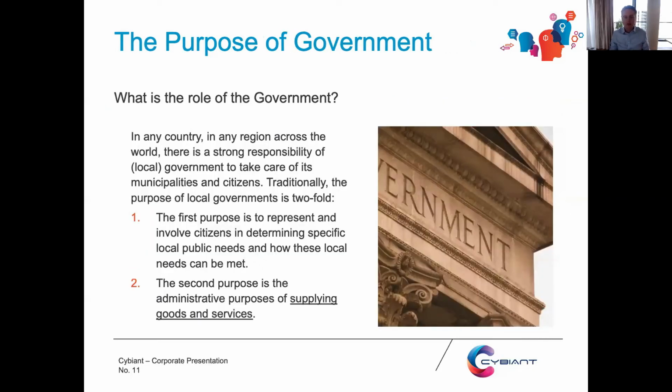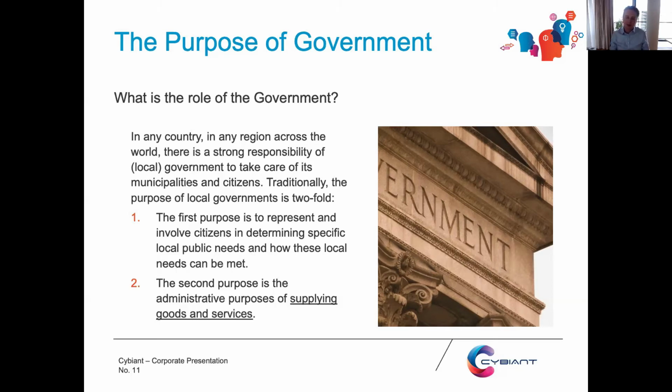Because if you think about the role of government in any country and any region in the world, whether you're living in the US, in Europe, or somewhere in Asia, there's always a strong responsibility of the government to take care of its citizens. And traditionally, we could say that the purpose of governments is twofold. First of all, the government needs to represent the people and involve citizens in making decisions. That's the whole reason we have elections, because we would like the government to represent ourselves. We won't go into that in detail today. That's a completely different field of study.